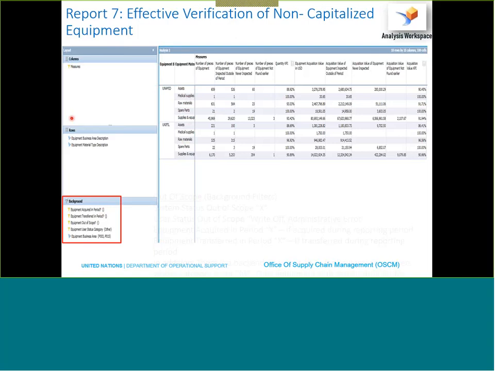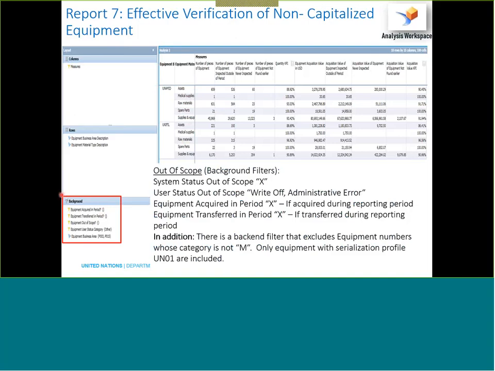Okay, something very important that I also added here is the out of scope and background filter. So you understand what you're looking at here. System status out of scope. Maybe you can't see the screenshot. The user status out of scope for write-off and administrative error, and so on. And then in addition, very important, there is a backend filter that excludes equipment numbers whose category is not M. Only equipment with serialization profile UN01 are included. And that would be the last slide for this report, if I'm not mistaken.